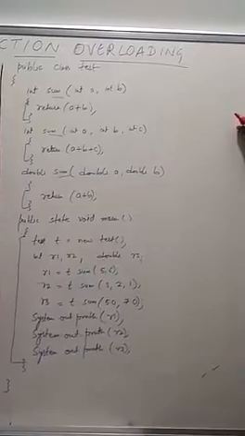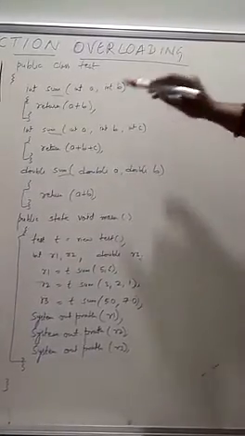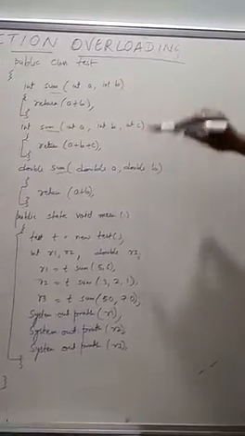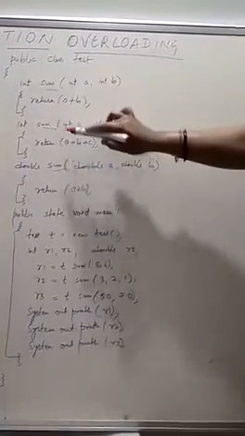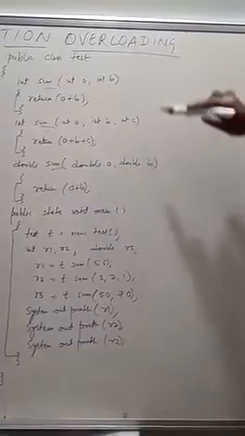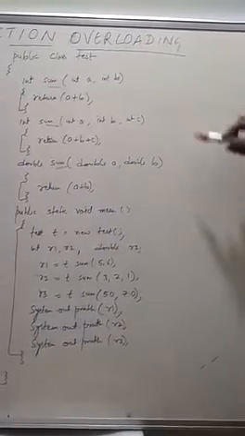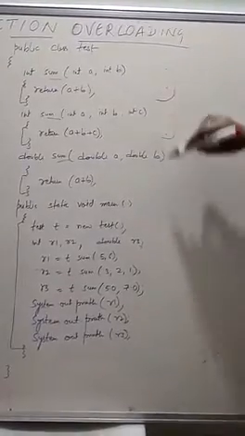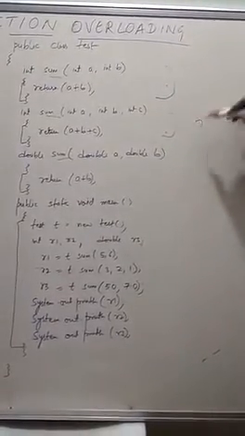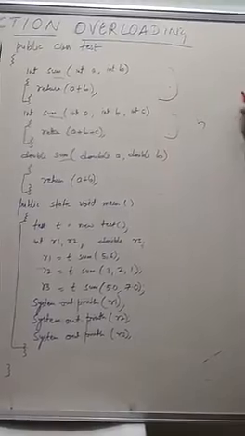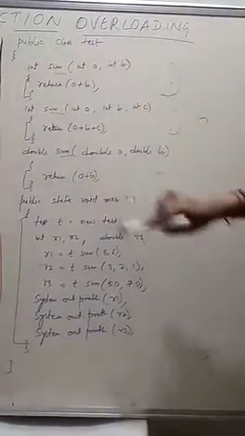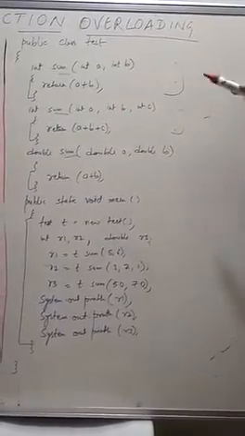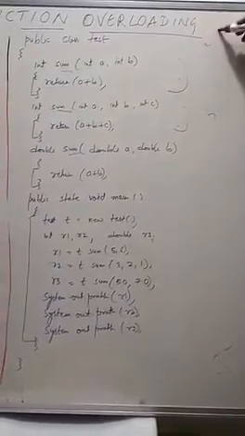So in this regard we can say that the sum method is overloaded here, because we are using the same method name for different methods. So these methods are known as overloaded methods. So how many overloaded methods are there in this program? There are three overloaded methods in this program, and the whole concept of writing these overloaded methods in a program is known as function overloading.